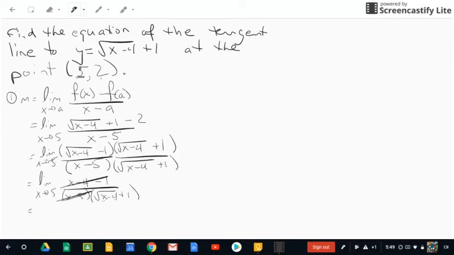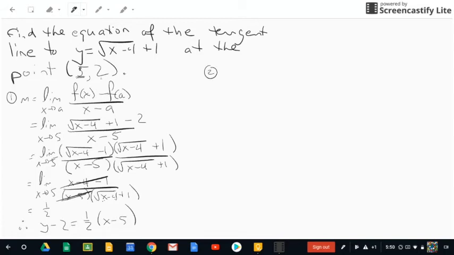So when I plug 5 in there, I'm going to get 1/2, which means, therefore, that the equation of our tangent line is going to be in point slope form. That's my favorite form. y minus 2 is equal to 1/2 multiplied by x minus 5. That's the equation of our tangent. Now, that is one way of doing this.